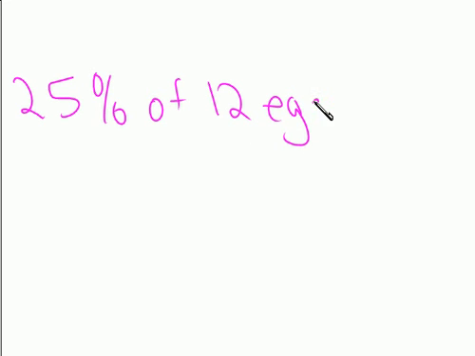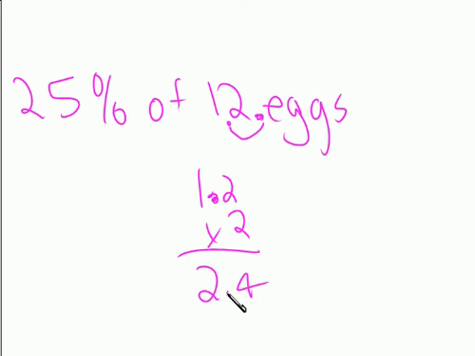The next one is 25% of 12 eggs. So again, we're going to try to find 10%. So here's the decimal, we're going to move it back over 1. So it's 1.2. Now, since we're trying to get to 25, we're first going to try to get to 20. So 10% times 2 equals 20%. 2.4. But we still have the 5% left.